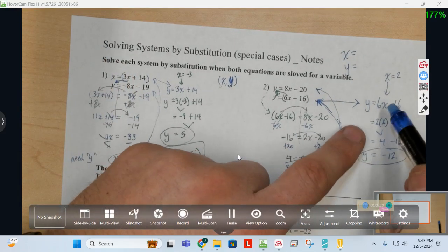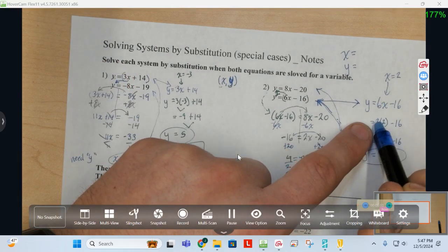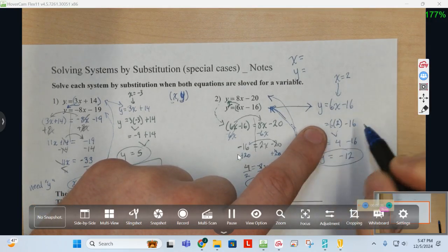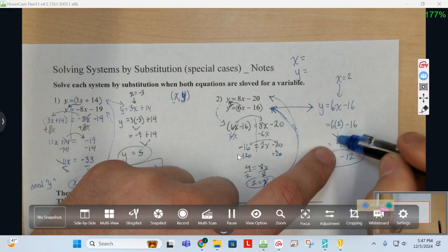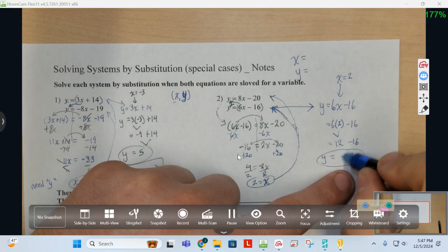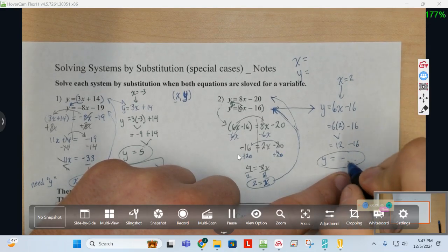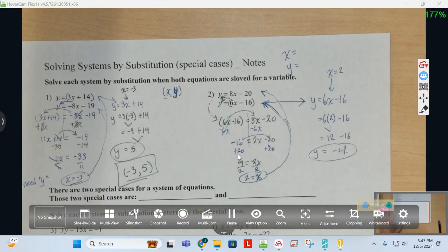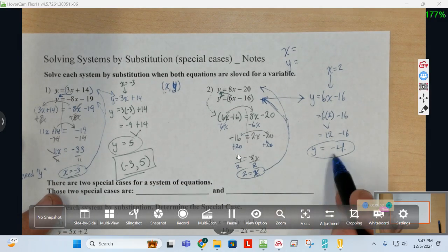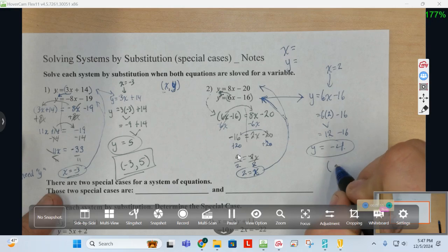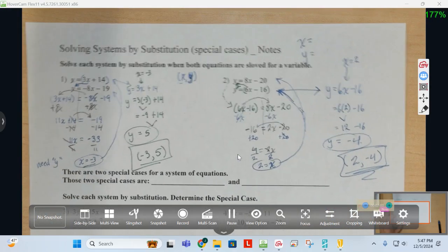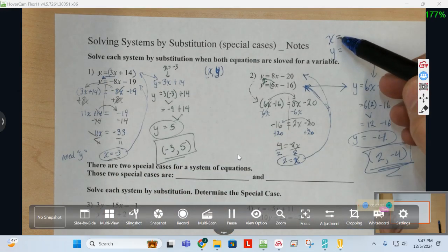Oh, you know what? I did my math wrong. I carried this 6 and I changed it to a 2. This should have been 6 times 2. 6 times 2 is 12. 12 minus 16 is negative 4. So I made a mistake, caught it. Okay, that's 6 times 2, boom, negative 4. X is 2, y is negative 4. So the solution is 2, negative 4. That's our answer.